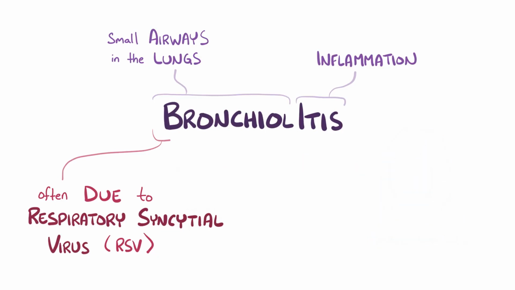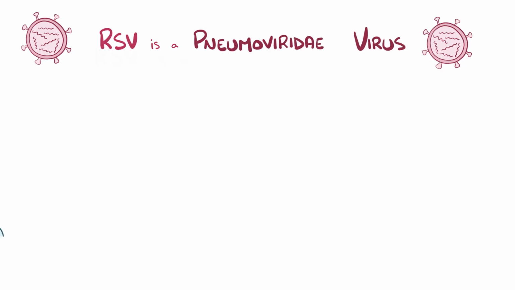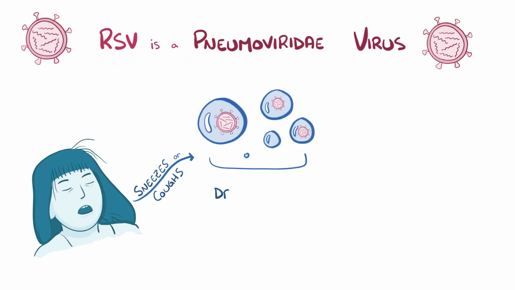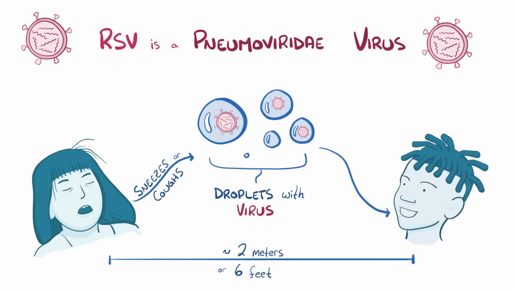The name respiratory syncytial virus comes from the virus causing cells lining the respiratory tract to merge, forming a large multinucleated cell called a syncytia. Respiratory syncytial virus is part of the pneumoviridae family, and it's transmitted when an infected person sneezes or coughs and spreads thousands of droplets containing the virus into the surrounding area, up to about 2 meters or 6 feet away. These droplets can then land in the mouths or noses of people nearby, or get inhaled into the lungs.